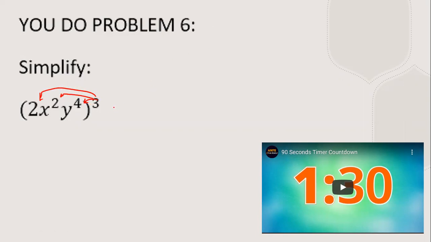So you should distribute. So you had 2 to the 3rd, x to the 6, y to the 12. 8, x to the 6, y to the 12.